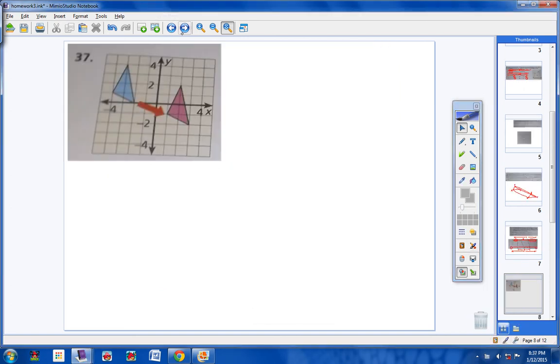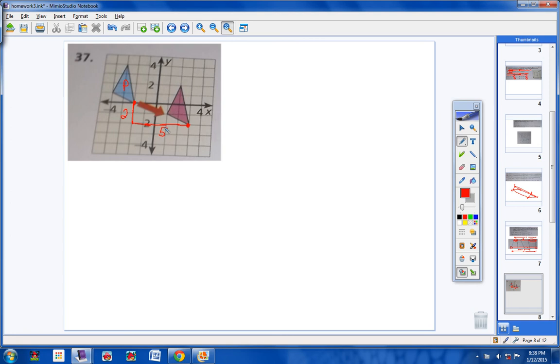Okay, students, moving on to numbers 37 through 47. So here we go. Now, number 37. On number 37 and 39, they want us to give the vector, the translation vector. So blue is the pre-image. So we're going from here to here. Notice every tick mark is 1. So we're going down 1, 2, and then we go across 1, 2, 3, 4, 5.